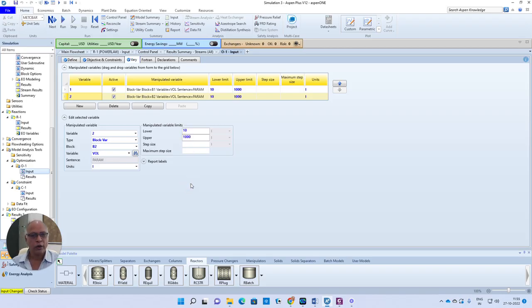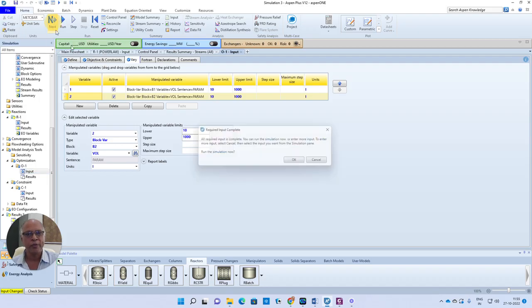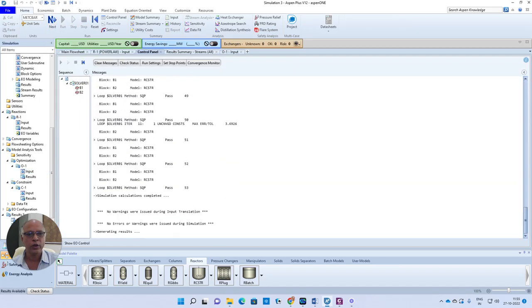Now, the limitation with the design spec is we will be able to vary one of the variables, whereas in optimization you will be able to vary as many variables as you wish. Now, we are trying to vary the volumes of both these reactors and also minimize the sum of these two reactor volumes in order to get a conversion of 95%. That's what we have specified. That is the constraint. So let me run this problem for the time being. The method used by default by Aspen is SQP, sequential quadratic programming. We were able to come to the results.